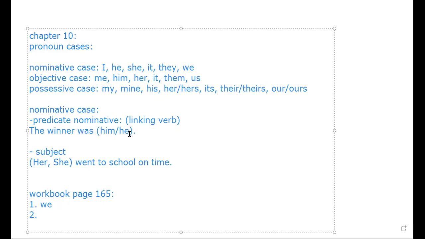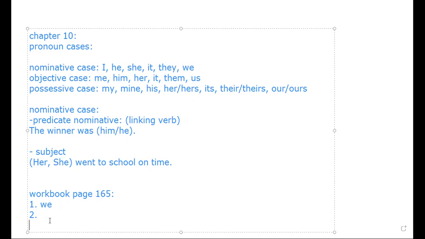You also need to use the pronouns in the nominative case if your pronoun is the subject of a sentence. Here we have: her or she went to school on time. The subject of the sentence is she or her? Of course, you have to use she, because as the subject of the verb went, who went to school? It's she. So you need to use the nominative case for subjects.